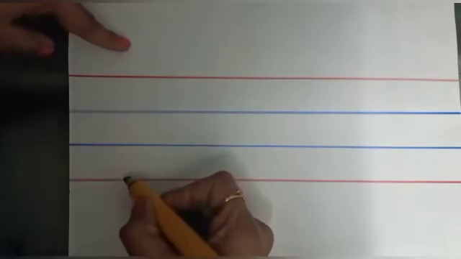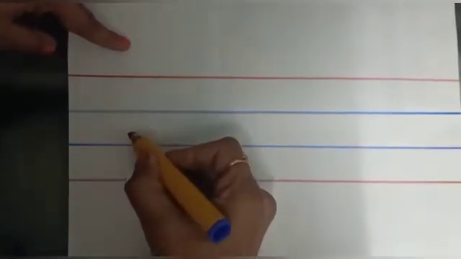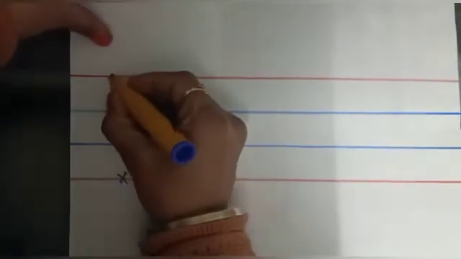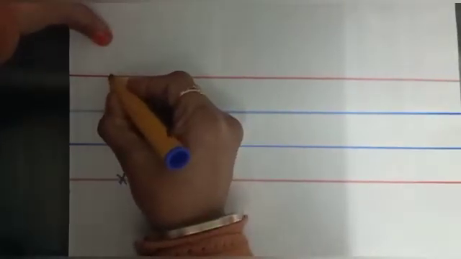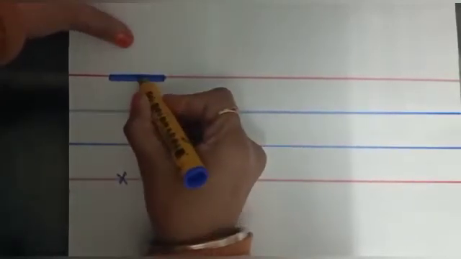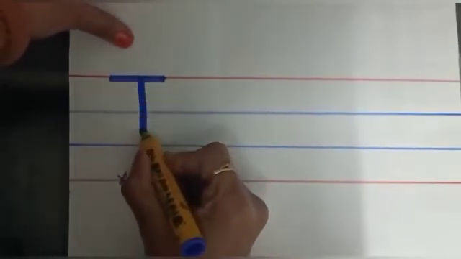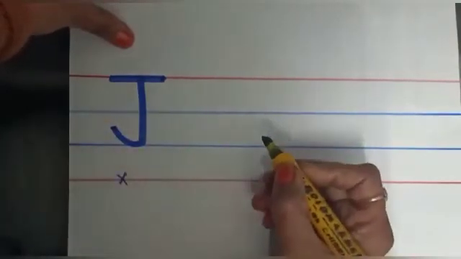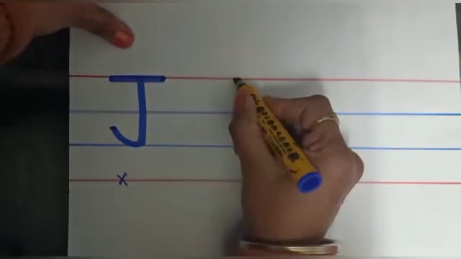As we know, we have 4 lines in our English notebook. We write in upper 3 lines. Student, put your pencil on first line and make sleeping line. One standing line. Turn up. This is a letter J.